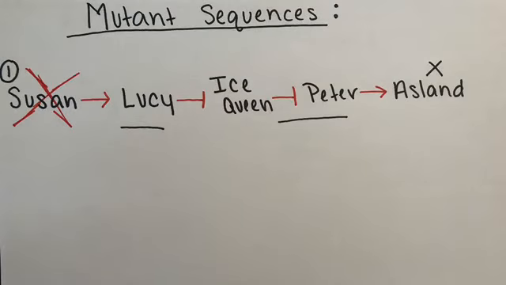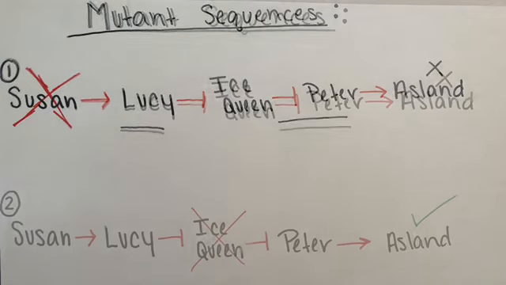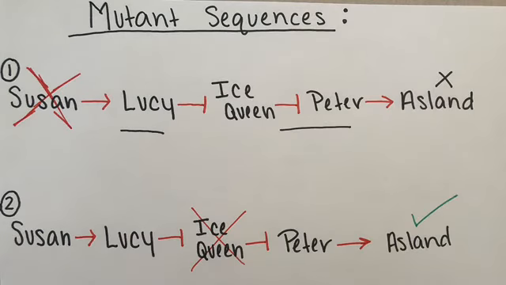In the first sequence, we see if the strand lacks Susan, Lucy is never activated, which means Aslan loses the war and is not transcribed because the Ice Queen is not repressed. Next, we see that if the Ice Queen is gone, Aslan still wins the war and is transcribed because she is not there to repress Peter.